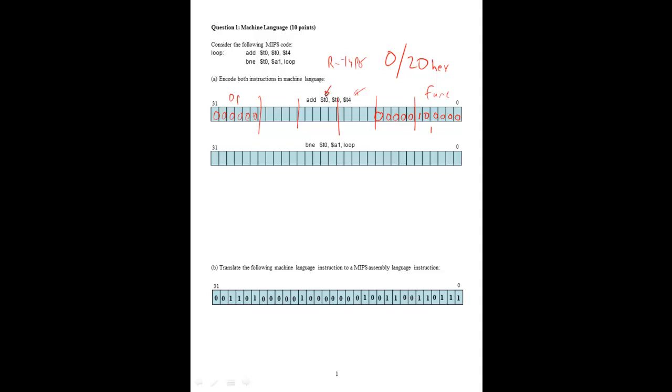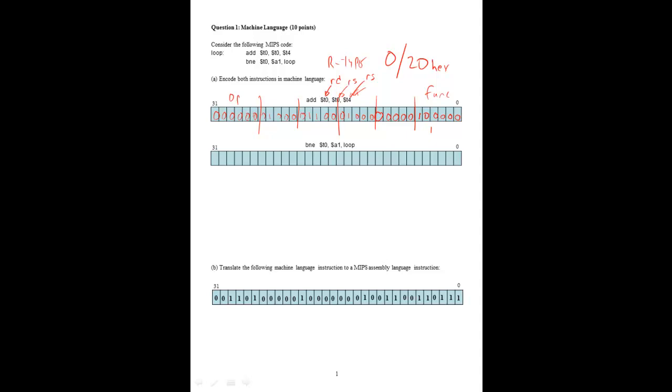So the destination register is going to be in RD, and these two registers are going to be in RS and RT. So T0, if I look up on my data sheet, T0 is register 8, so that's my destination register. 0, 1, 0, 0, 0 is 8. That's also going to be the same as RS, 0, 1, 0, 0, 0. And then T4 is going to be 4 more than that. That's going to be 12. So that'll be 0, 1, 1, 0, 0.